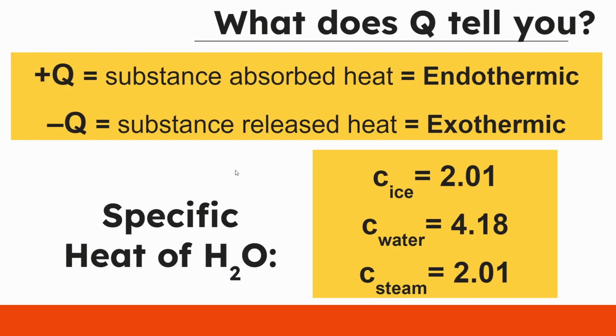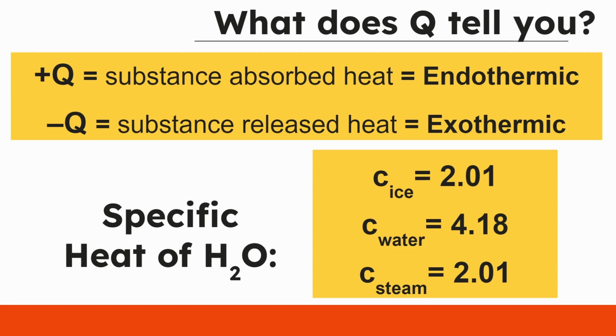And specific heat of water, we're just going to be using this a lot. So write this in your notebook, commit it to memory, specifically the water one. But ice and steam are actually 2.01, so they're actually a little bit less. It doesn't take as much energy to change the temperature of ice or steam, but it takes more than double the amount of energy to change the temperature of water, which is why it feels like hot water just doesn't like to cool down.